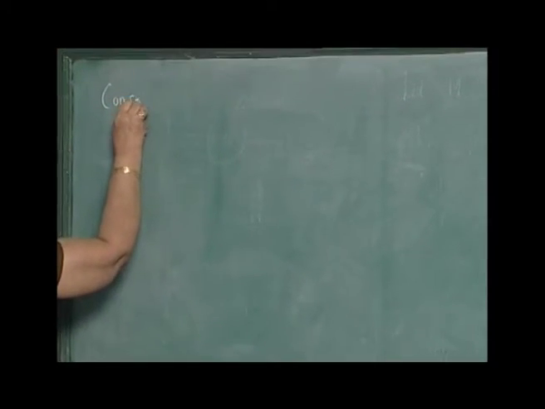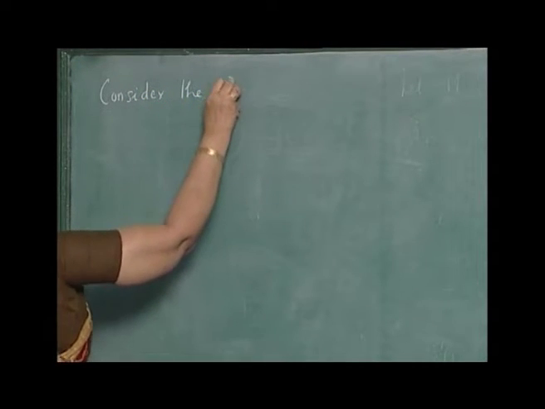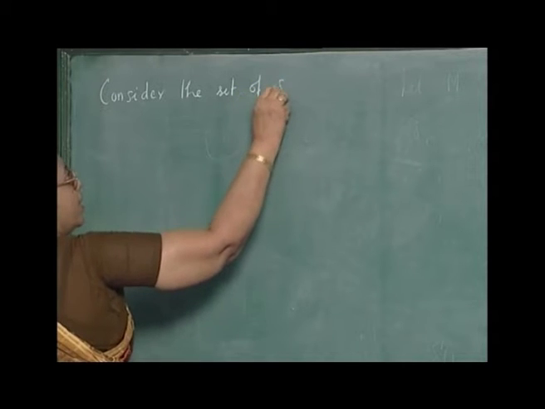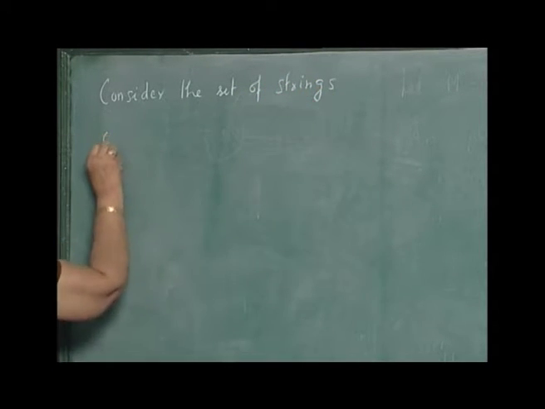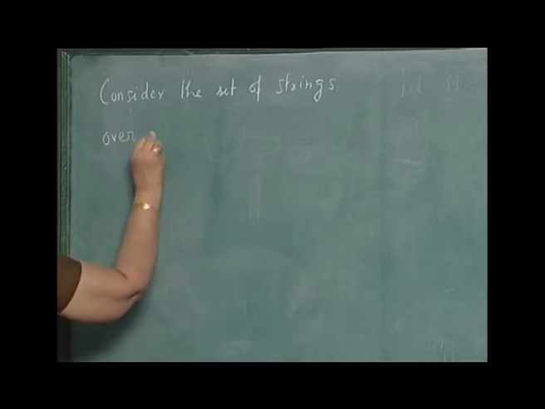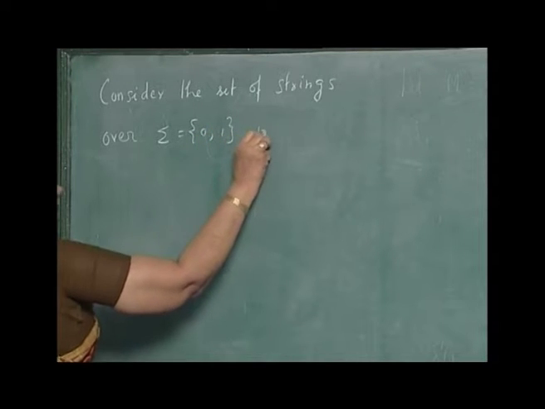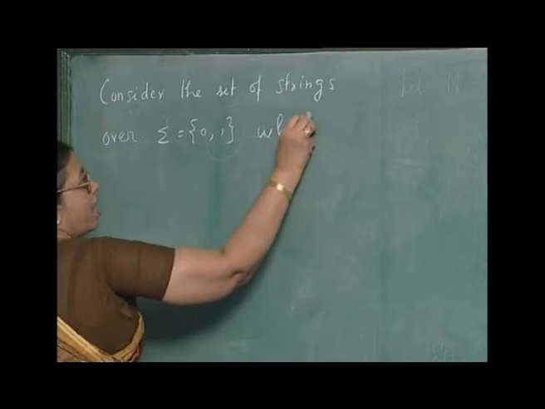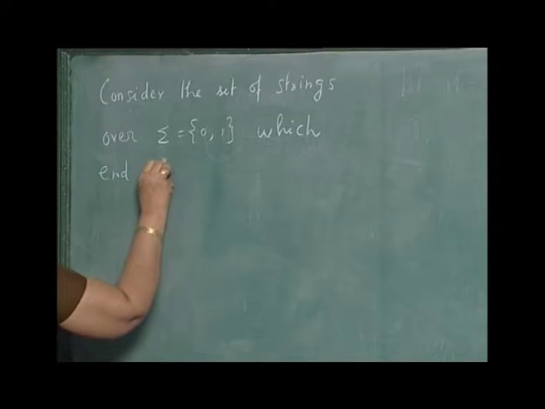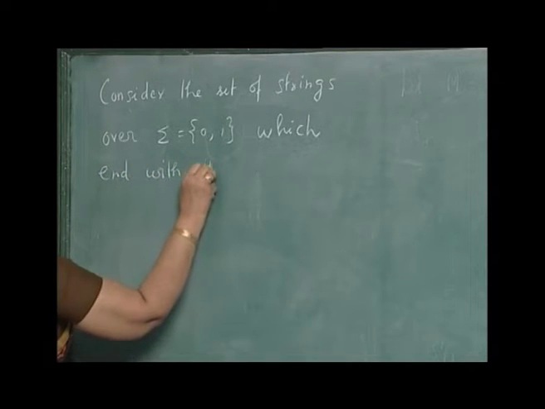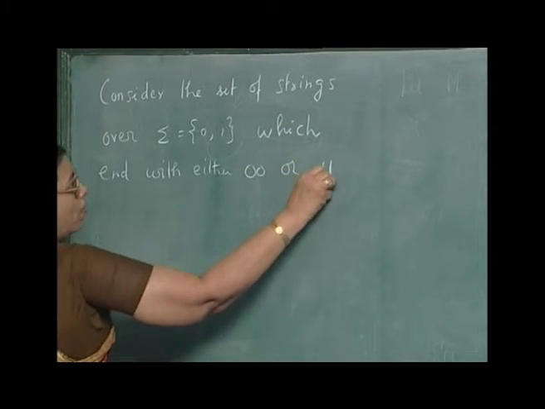Consider the set of strings over sigma equal to {0, 1} which end with either 0 0 or 1 1.